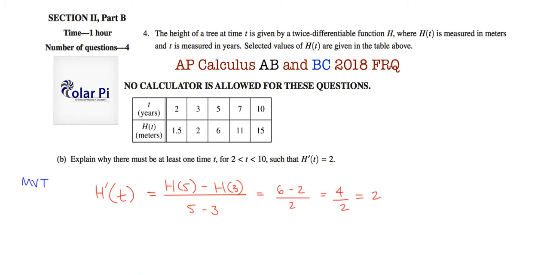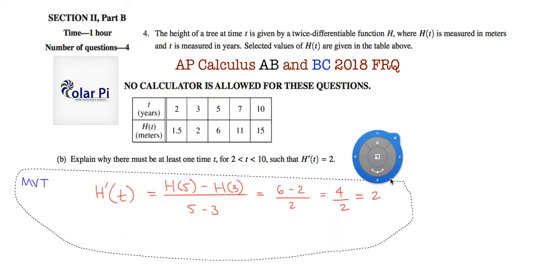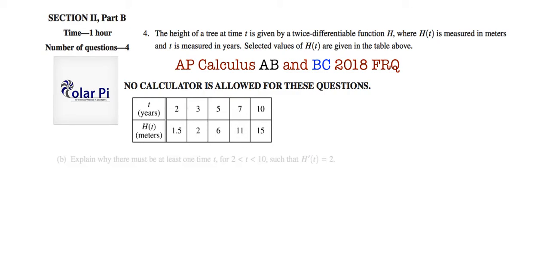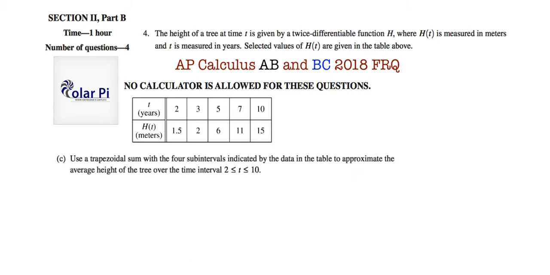Okay, cool. So let's keep it moving, and next is part C. This is probably where I'm going to spend most of my work. So use a trapezoidal sum with 4 subintervals. The first interval is 2 to 3, and then the next interval is 3 to 5, figure not drawn to scale. The next interval is 5 to 7, and then finally 7 to 10. These are the 4 subintervals suggested by the table.